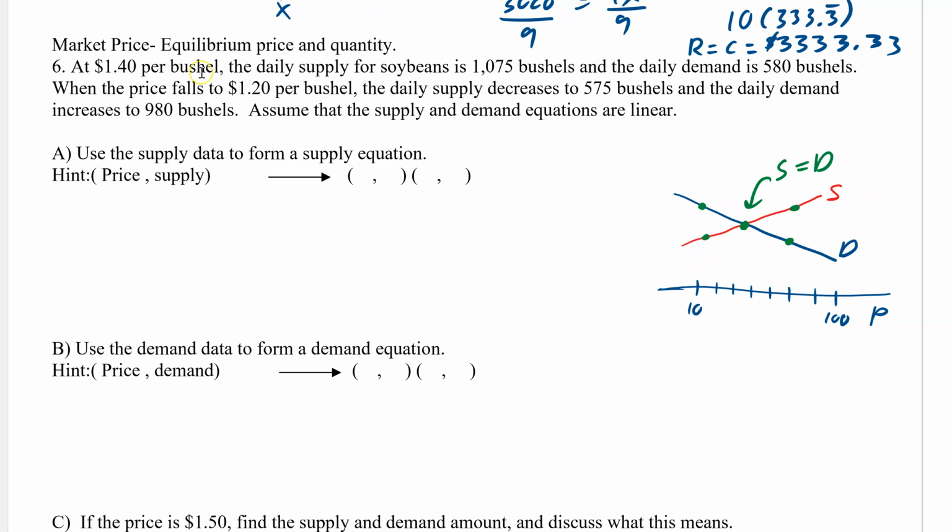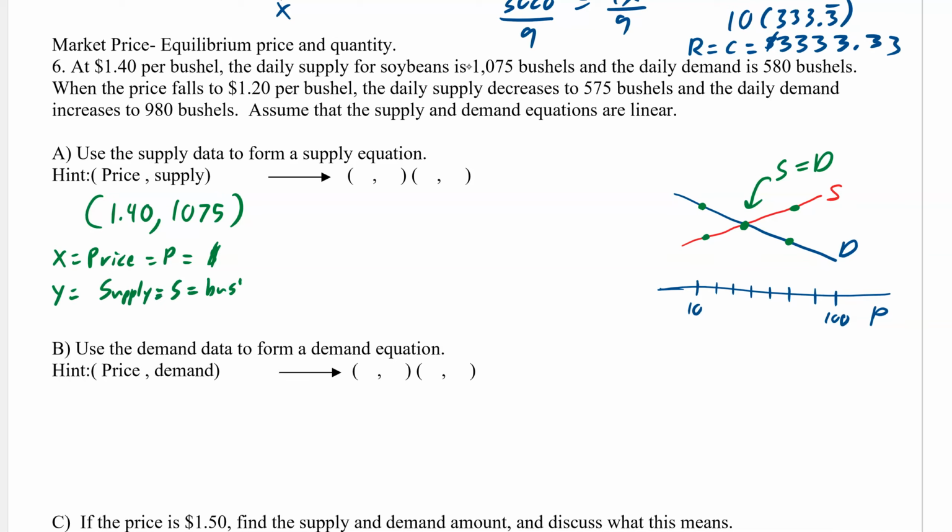So at $1.40 per bushel, the daily supply of soybean was this. So that's 1 point, $1.40 per bushel, and we get 1,075 bushels. So we should really mark these as what they are. X is our P, our price. We can even call it P, which is in dollars. And our Y is our supply. We'll call it S. And that one is in bushels.